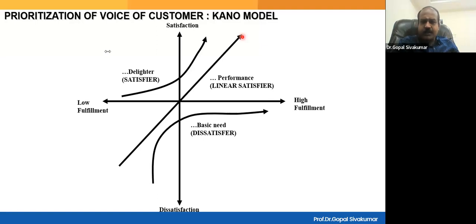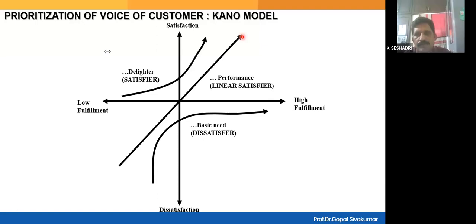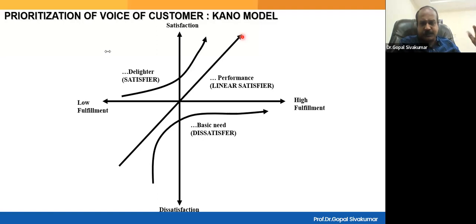The satisfaction level is more. Yeah, the satisfaction is always positive. It is never negative with respect to a certain feature. But please use them only in the appropriate condition.